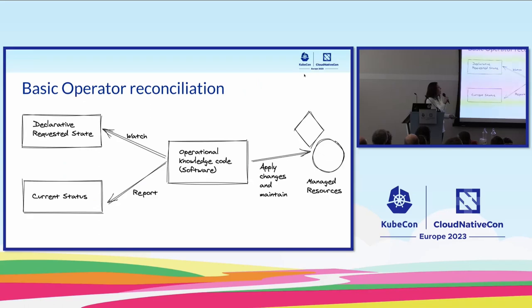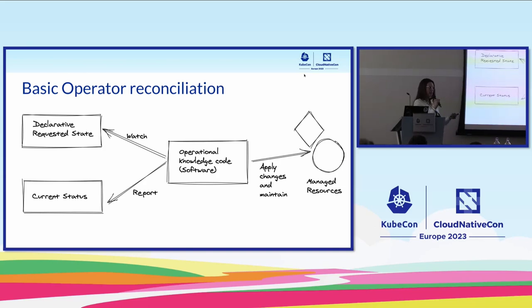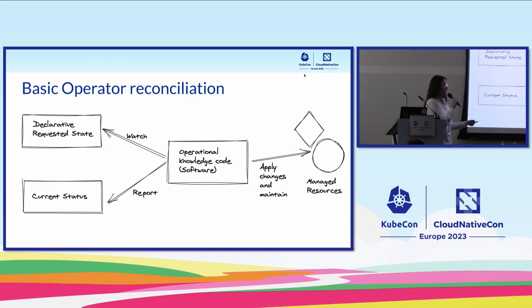So just quickly going through a basic operator reconciliation example, a diagram that's in the operator white paper as well. You have your business domain knowledge that you apply into a custom resource that you create for users to declare based on your needs. You then implement a controller, implement a watch that will be watching this resource and matching it against the current state in the cluster, and it's going to take actions, apply changes to reconcile those. You also will report them.